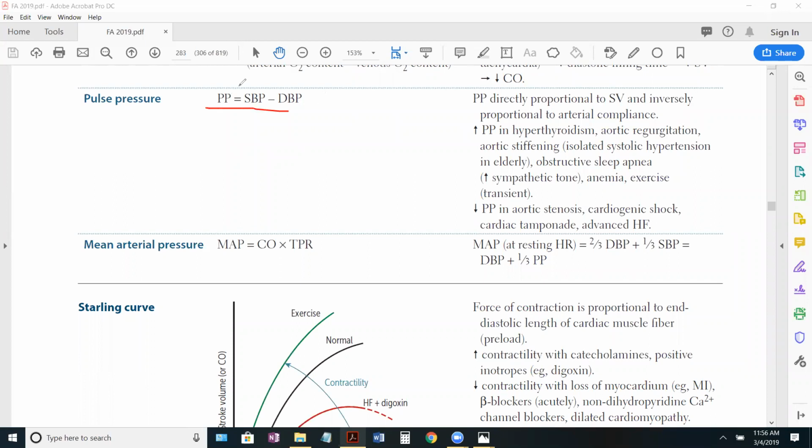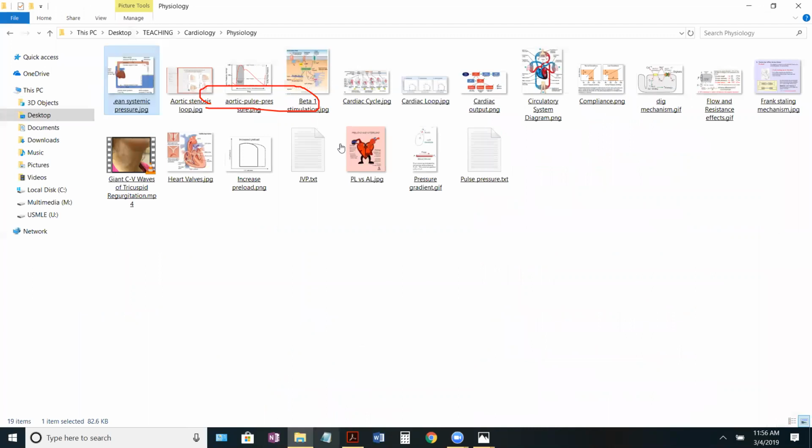So pulse pressure, anybody knows about the pulse pressure? What is the pulse pressure? Is that per beat? That's stroke volume, the volume per beat. Okay, let me show you one picture so that you can visualize what pulse pressure is.